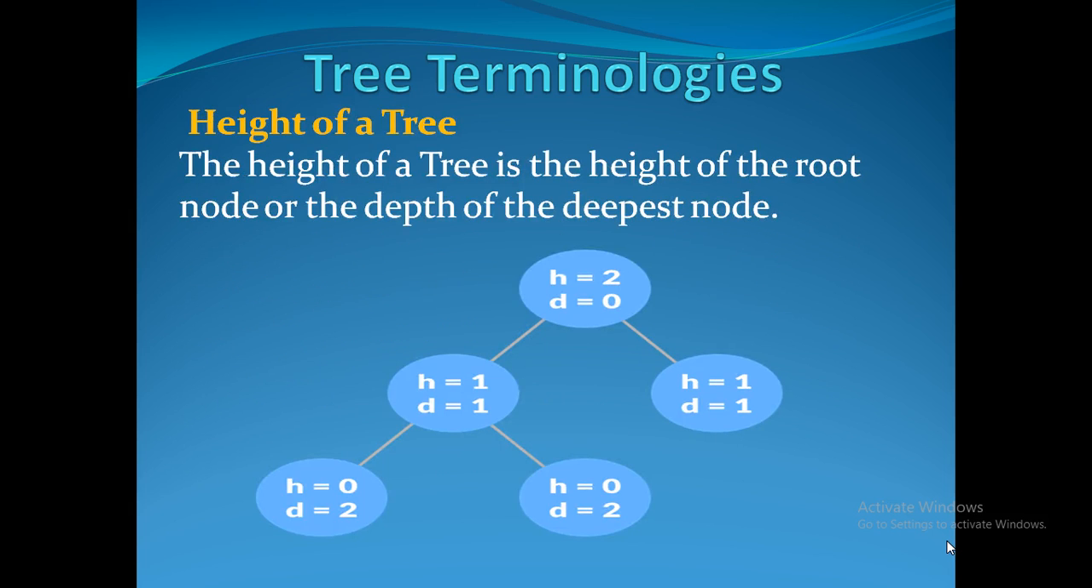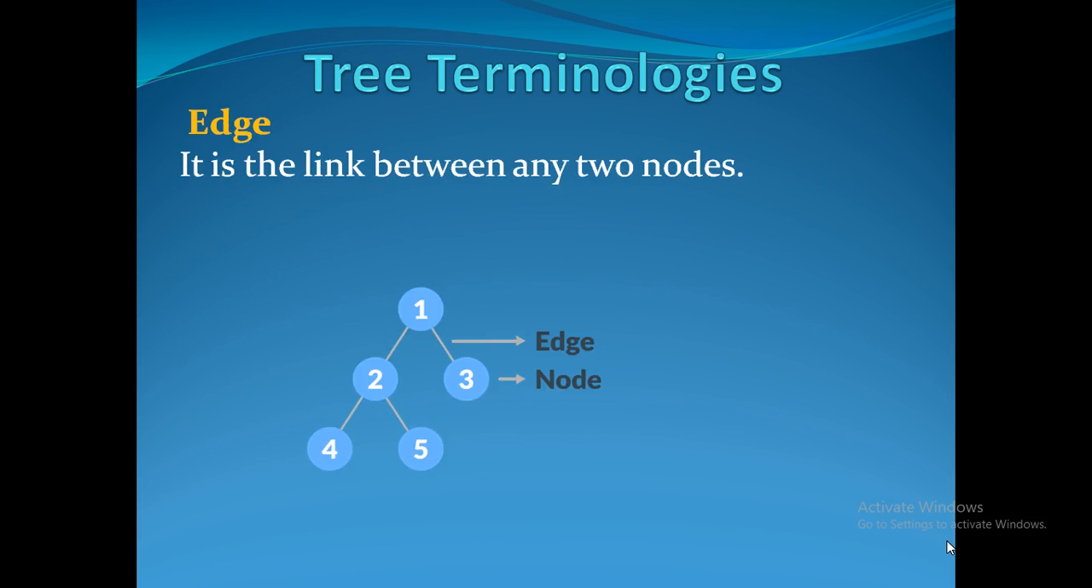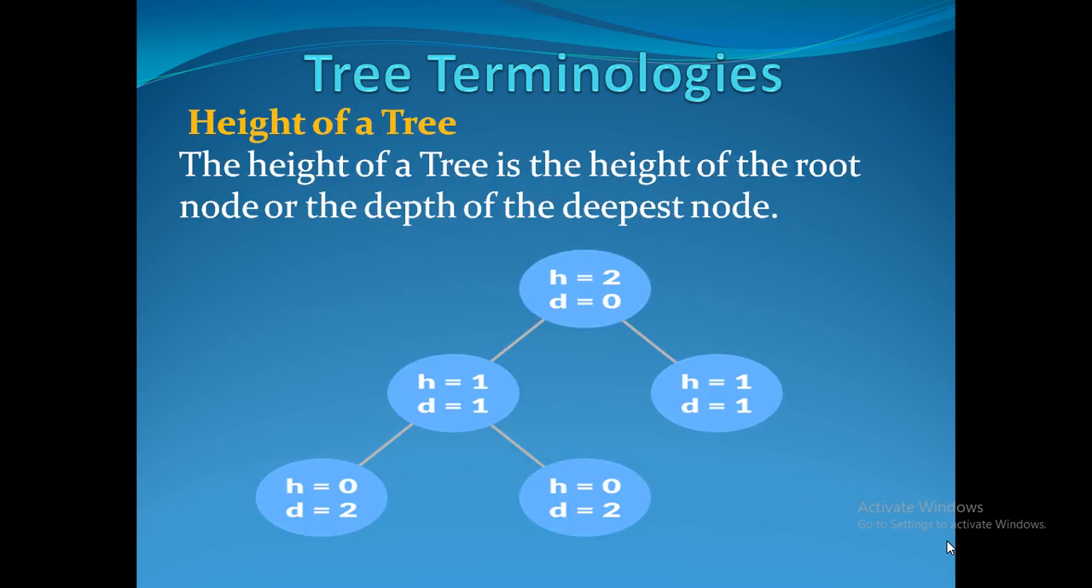Now, the height of a tree. The first node, the root node, has height 2, because that is the number of edges to the longest leaf. In this case, for 1 the height is 2, for 2 the height is 1, 4 has height 0, 5 also has height 0, and 3 also has height 0.